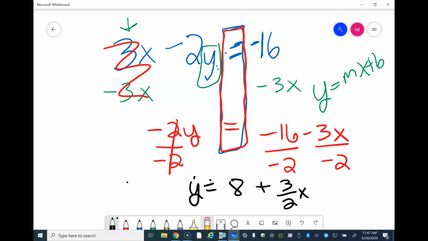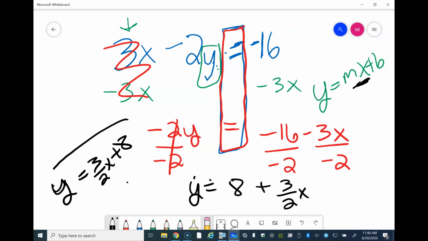If you want to switch it around so the mx is first, we just flip-flop the two. y equals 3 over 2x plus 8. So this will be our final answer that we're going to put in our calculator, which I'll show you in a minute. But the key thing is you're taking your equation and trying to get y by itself on each part.